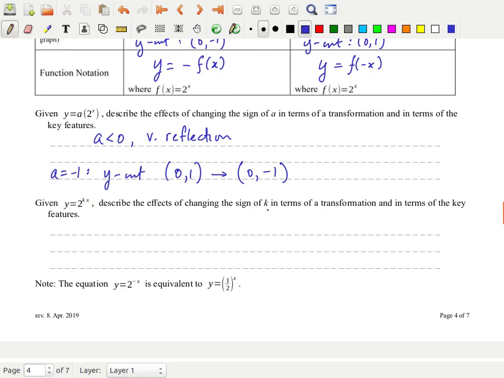So what happens when we change the sign of k? When k is less than 0, we have a horizontal reflection. Oh, there's one other thing that I should mention here, which is that this is always decreasing. And this one is always decreasing.